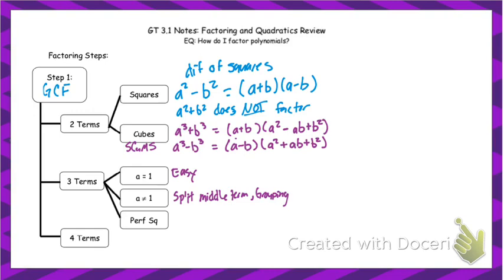The last thing with three terms that, again, can save you some time is if you can recognize a perfect square trinomial. So a perfect square trinomial is something in the form of a squared x squared plus 2abx plus b squared.